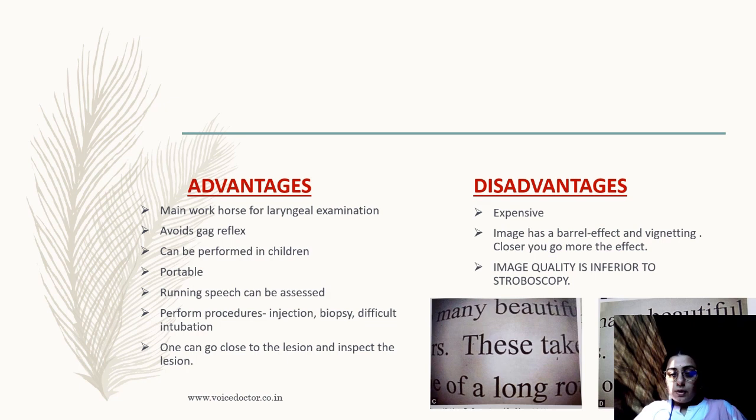So here, if you try to see the image on the left side, it looks as if the center part is close to you and the periphery is distantly away. So this is basically a barrel effect, and it also has vignetting. Vignette is one of the filters in our phone, and we know that in the vignette effect the center part looks bright and the periphery looks darker. So that is the quality that you get. The closer you get, the more is the effect. So the image quality is inferior to that of a stroboscopy system.